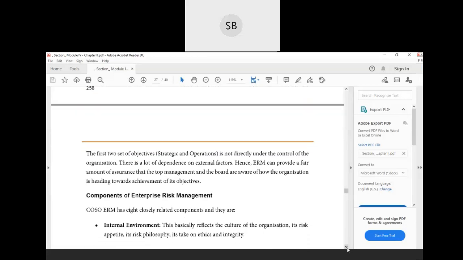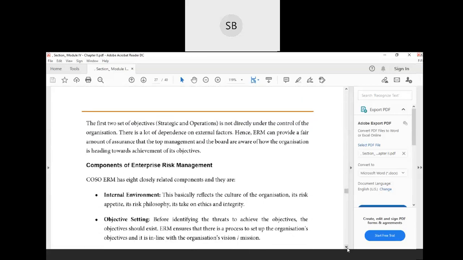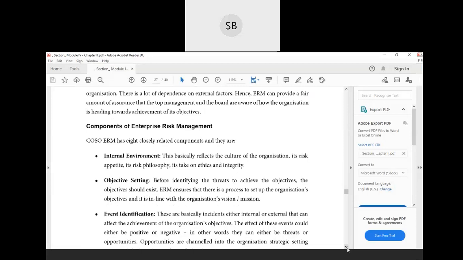Next, coming to the components of enterprise risk management. There are 8 components that are closely related. First is the internal environment. For our organization, it will totally vary from organization to organization. It depends upon the culture of the organization, then its risk philosophy, how it takes risk, then its take on ethics.